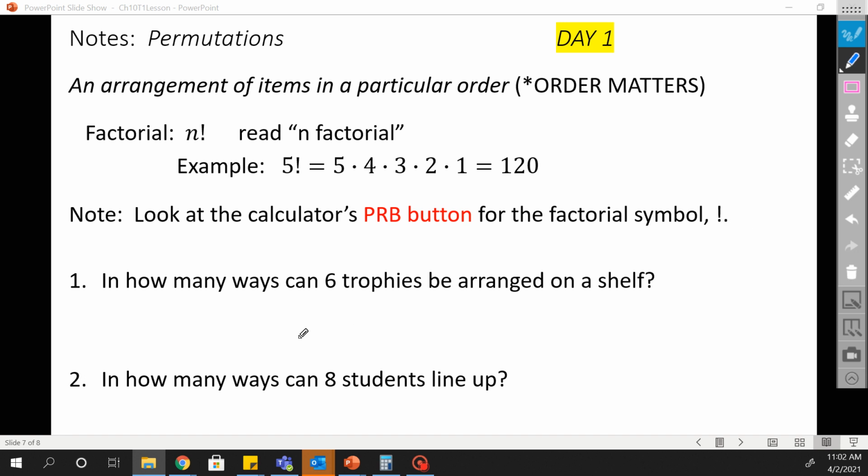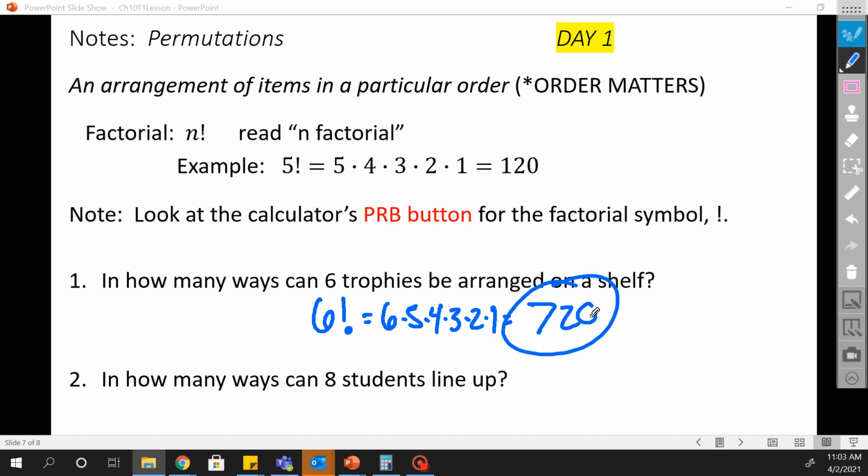So for instance, in how many ways can 6 trophies be arranged on a shelf? Well, there's 6 options for the first place on the shelf. There's 5 options for the second place on the shelf. There's 4 options for the next place on the shelf. So if we want to know how many ways 6 trophies can be ordered, that is an ordering of items, that's a permutation. So we do 6 factorial, which is 6 times 5 times 4 times 3 times 2 times 1, or we actually do that in the calculator: 720.